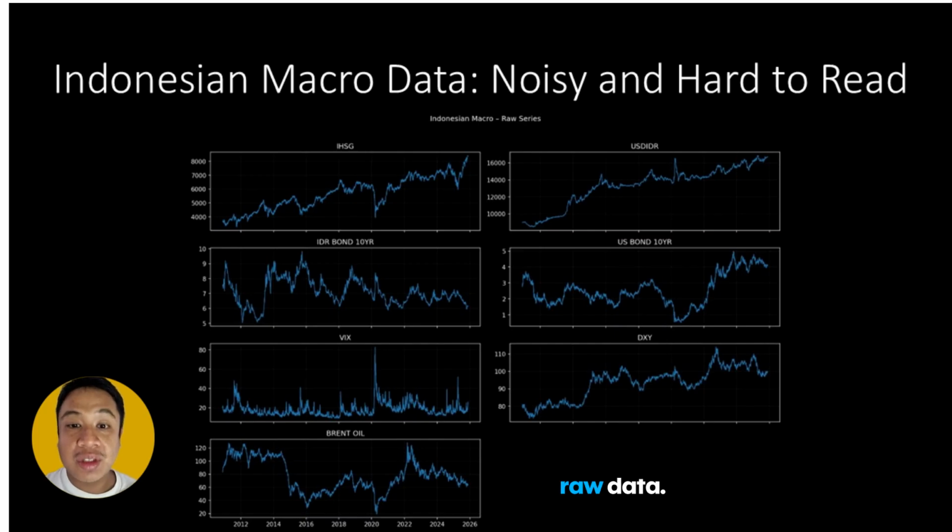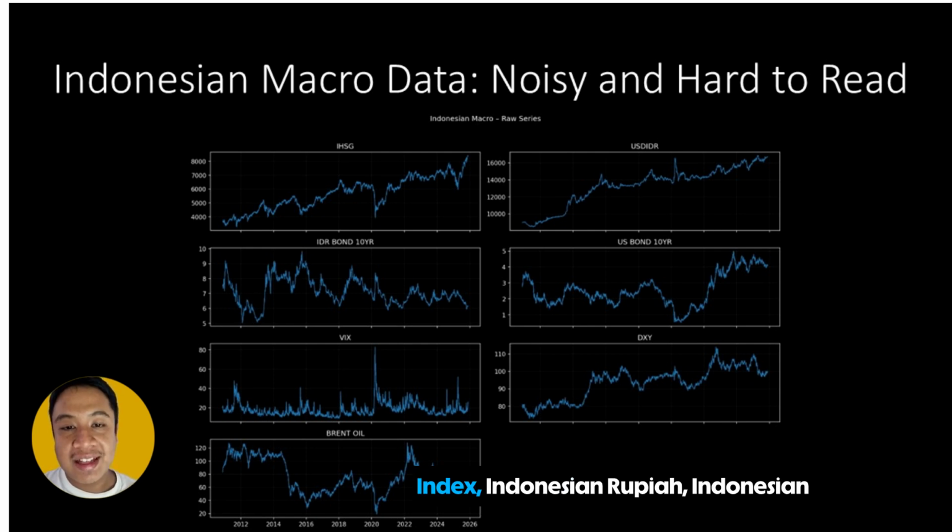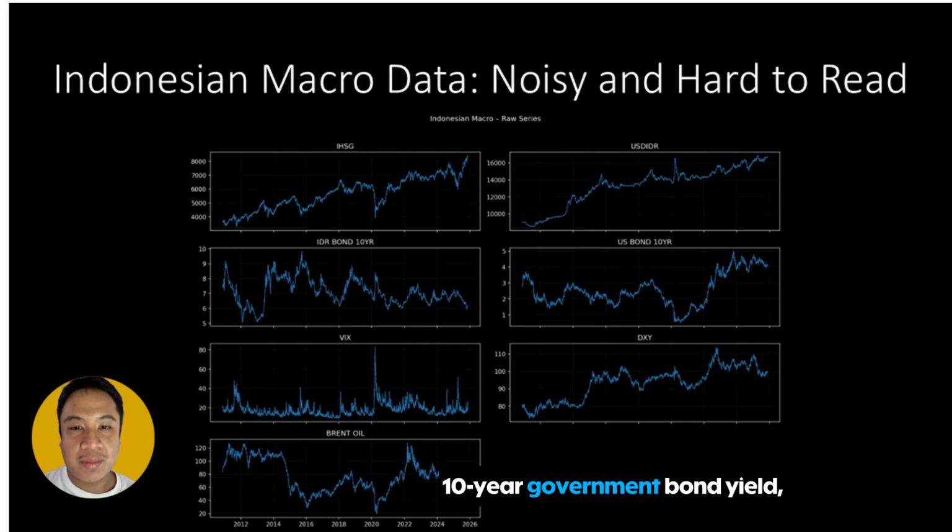Let's start from the raw data. Here you see about 15 years of daily time series: Jakarta Composite Index, Indonesian Rupiah, Indonesian 10-year government bond yield, US 10-year yield, Volatility Index or VIX, DXY Dollar Index, and Brent oil. Visually, it's already clear that everything is moving, but it's hard to describe the common forces behind these moves.